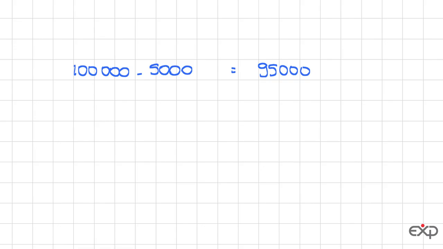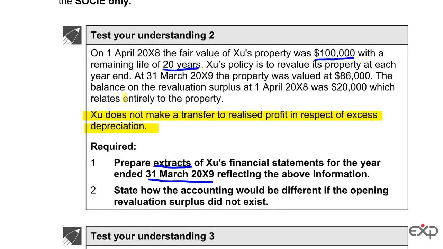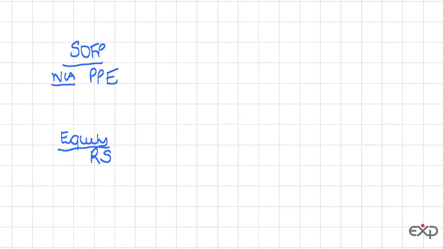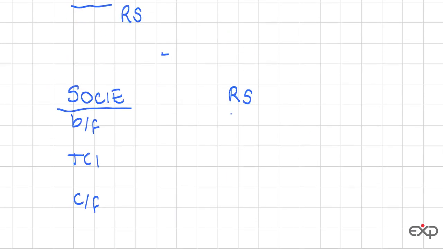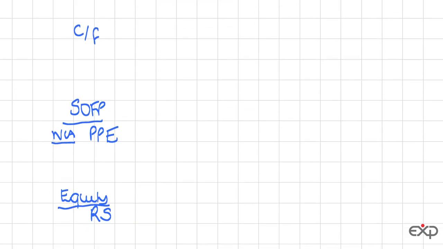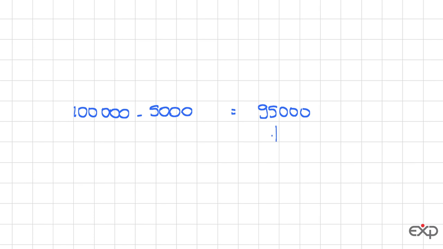Now, we know in the question that the revaluation surplus at the beginning of the year is 20. Therefore, in my statement of changes in equity, I would have 20,000 brought forward. Now the question tells me that I've then revalued to 86,000 at the end of the year. So it's going to go from 95 down to 86.